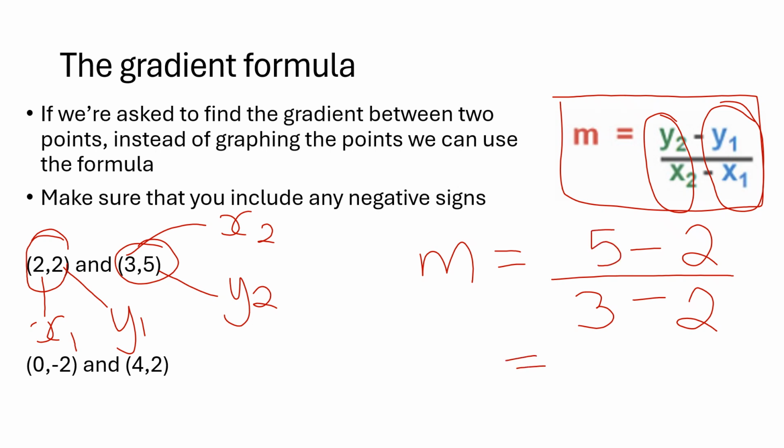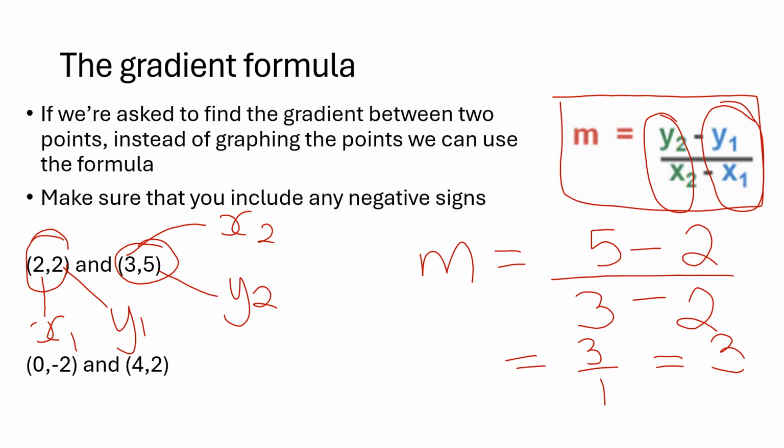So now we work it out. 5 minus 2 is 3. 3 minus 2 is 1. Our gradient here is 3. If we have negatives or zeros, we just have to remember to include those.